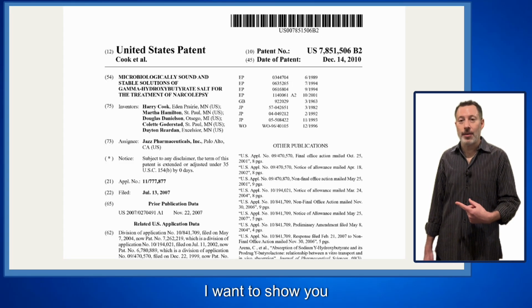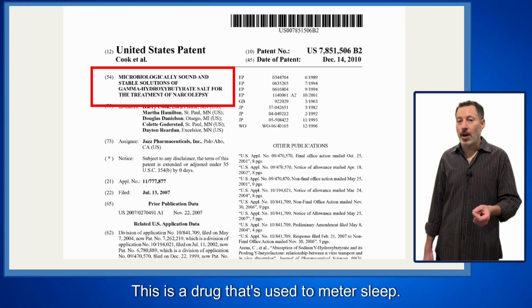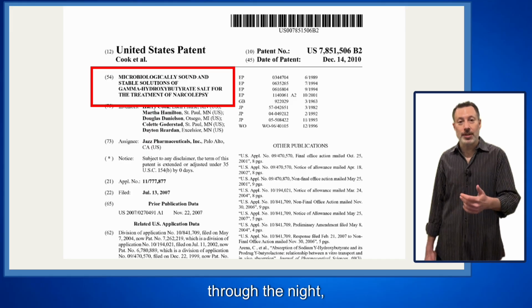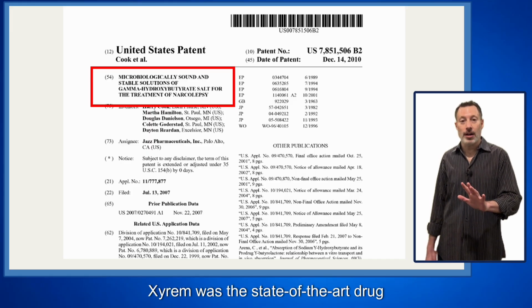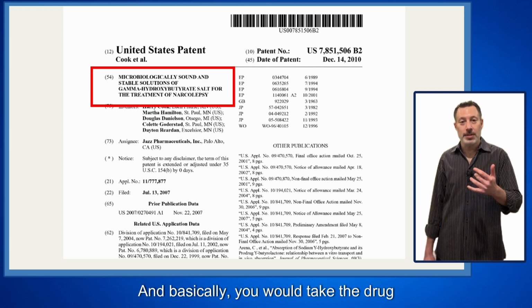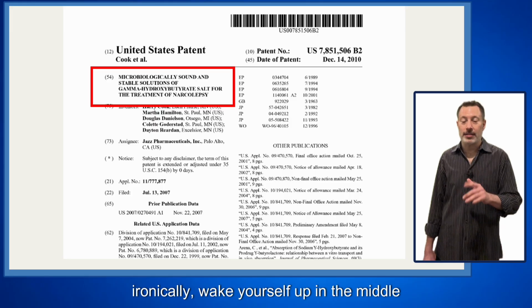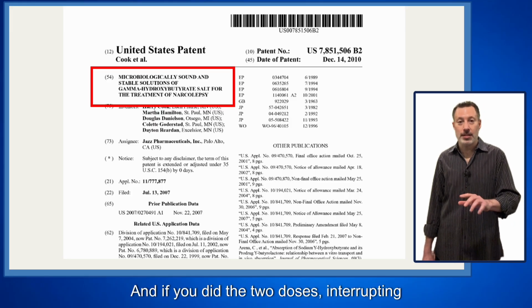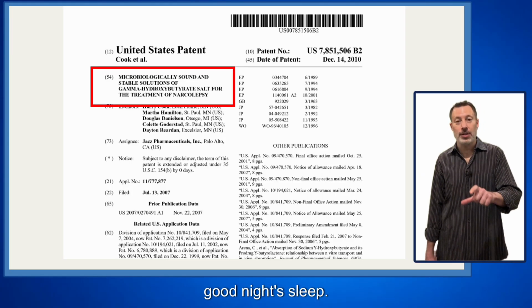The first patent I want to show you is a patent for a drug called Xyrem. This is a drug that's used to meter sleep. For example, if you have narcolepsy, or if you have trouble sleeping through the night, if you're having weird sleep patterns, Xyrem was the state-of-the-art drug that you would take, and basically you would take the drug right before bedtime. You'd then set an alarm, ironically, wake yourself up in the middle of the night, take a second dose, and if you did the 2 doses, interrupting your sleep annoyingly, it would help you get a good night's sleep.